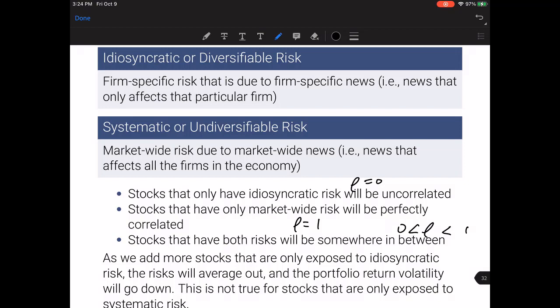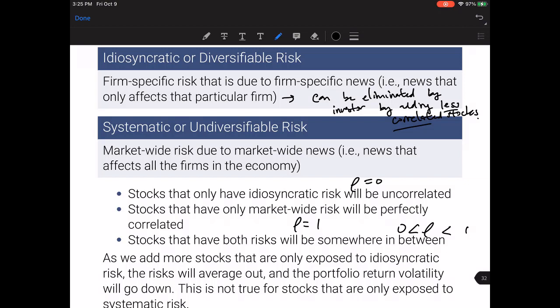So let me clarify what I said up here. This can be eliminated by an investor by adding less correlated stocks. Okay, that's kind of important. As long as the correlation coefficient is less than 1, it could be beneficial for your portfolio because you're averaging out the risk.